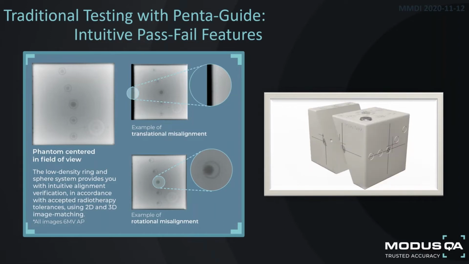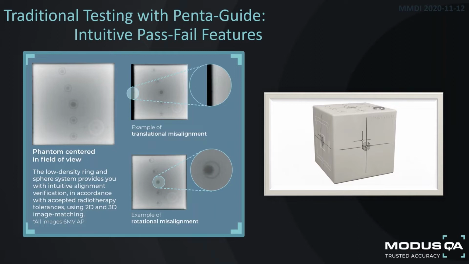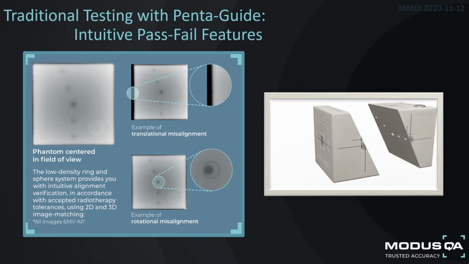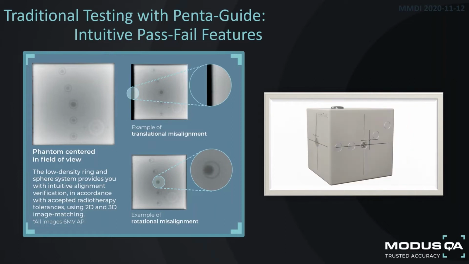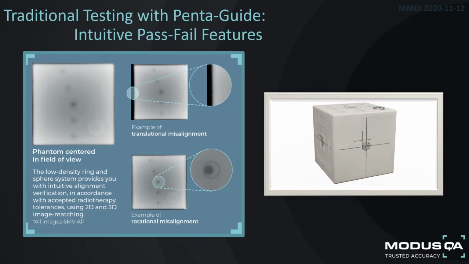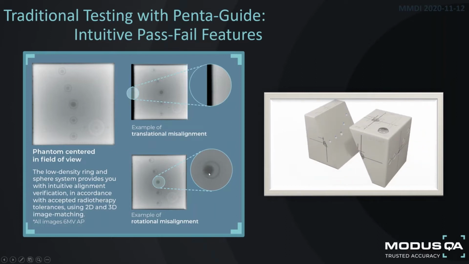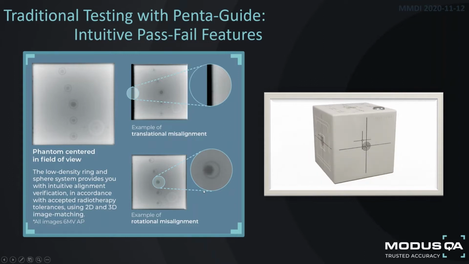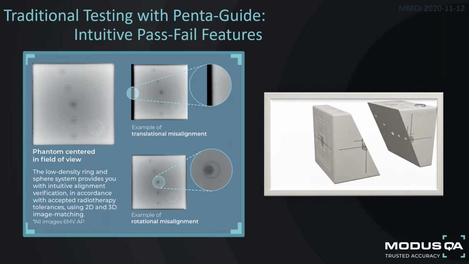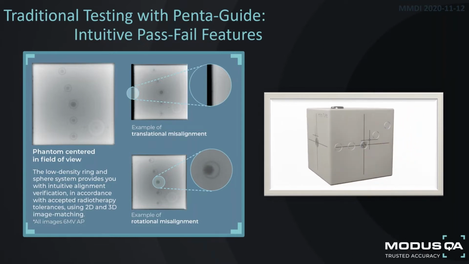So a translational misalignment can appear at the edges of the Phantom. When you use a 16 by 16 centimeter field, it will not have symmetric edges if it's out of alignment. And in the example below here, this will show you an example of when there's a misalignment of the gantry, which can be revealed where the sphere does not align perfectly within the ring. So please keep in mind that these are visual aids to be able to quickly and intuitively determine a pass-fail situation. We will review in a few moments how the software can provide quantitative information on your imaging alignment.